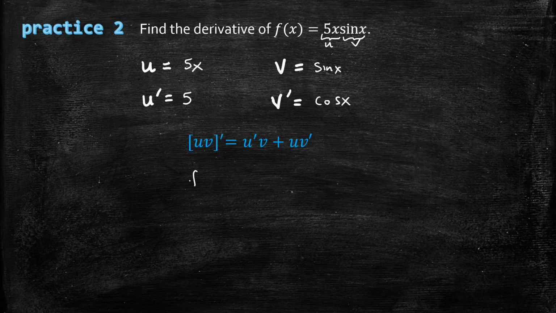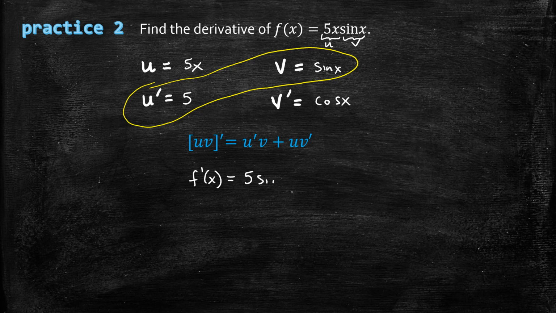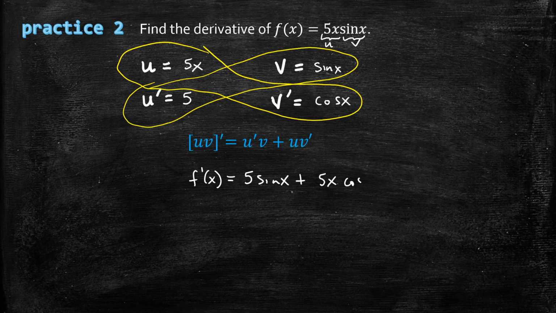So in this case here, we have f prime x, and we want u prime times v again. So nice to look for that diagonal. So u prime times v, that's 5 sine x plus, and then u times v prime, which is 5x times cosine x. And we're done. It was that simple. Now, sometimes, if that x wasn't there, so say we had f of x equals 5 sine x.